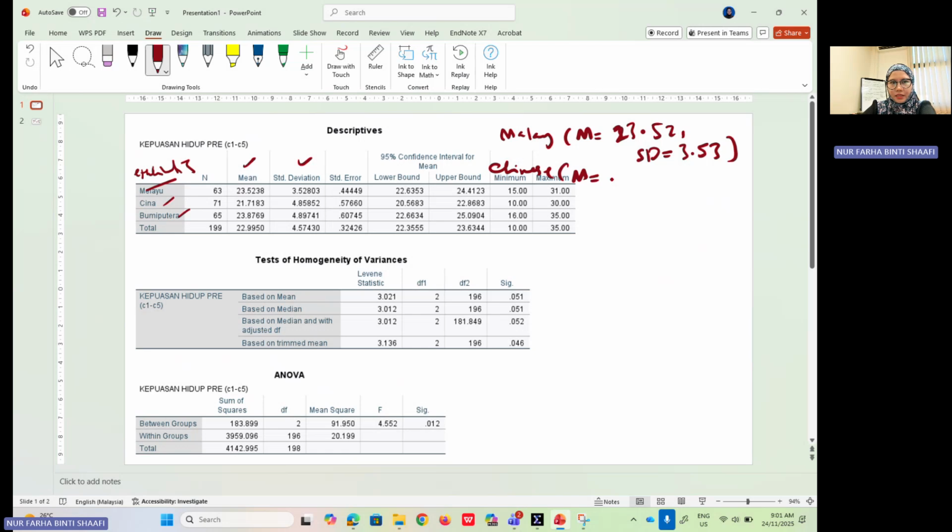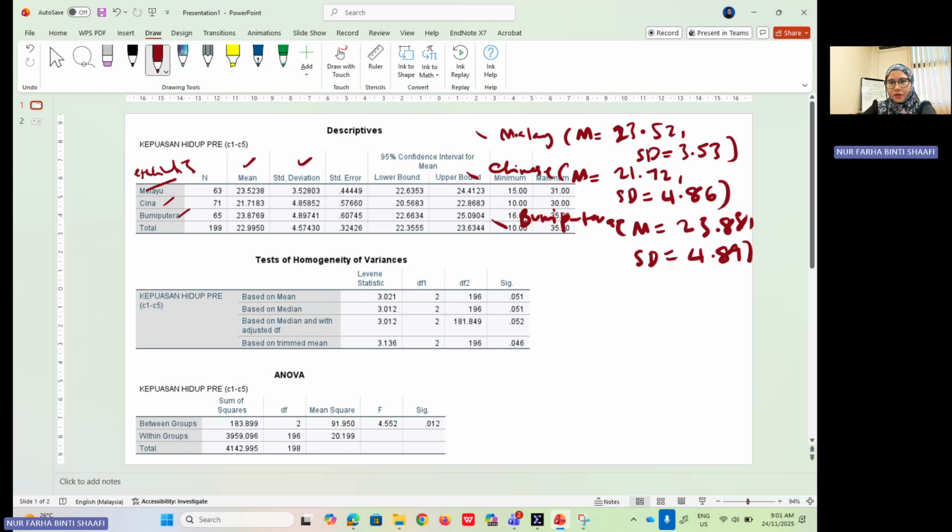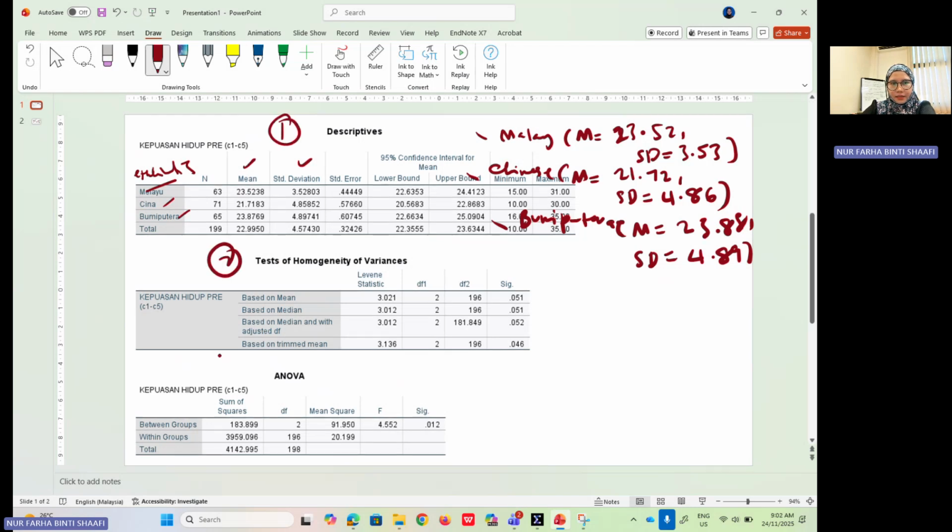the mean, the capital M is the mean, 21.72 with a standard deviation of 4.86. And last one, you have Bumiputra with the mean of 23.8 with the standard deviation of 4.89, for example. So this is the descriptive data for the ethnicities. There are three groups, right? Now, this is the first table, the second table, and the third table.